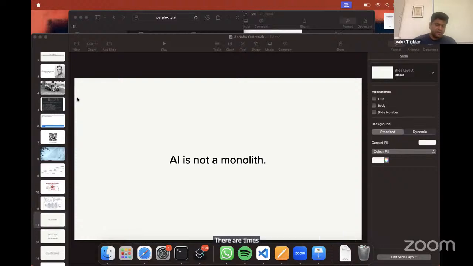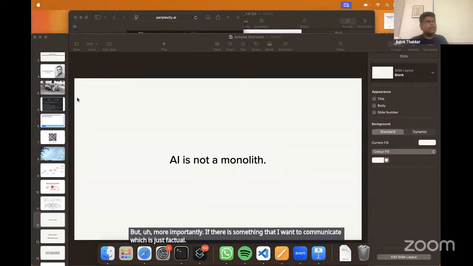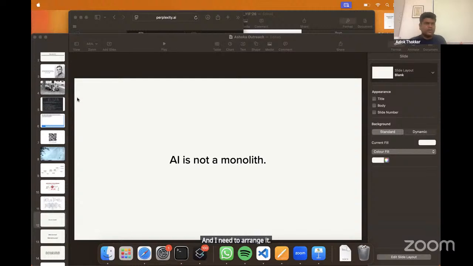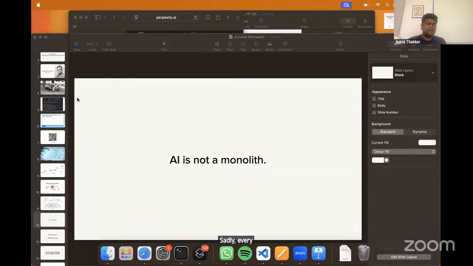There are times when I prefer the rawness that comes with natural writing, especially if it's an emotionally charged email. And I send many university-wide angry emails. So all of them are handwritten. They are actually not AI generated. So all my angry emails are handwritten. But more importantly, if there is something that I want to communicate, which is just factual, and I need to arrange it in sentences, I use AI, LLMs primarily. If not, I don't. But that doesn't answer your question. It is very specific to the context of which email to write. Sadly, every context has a different answer.